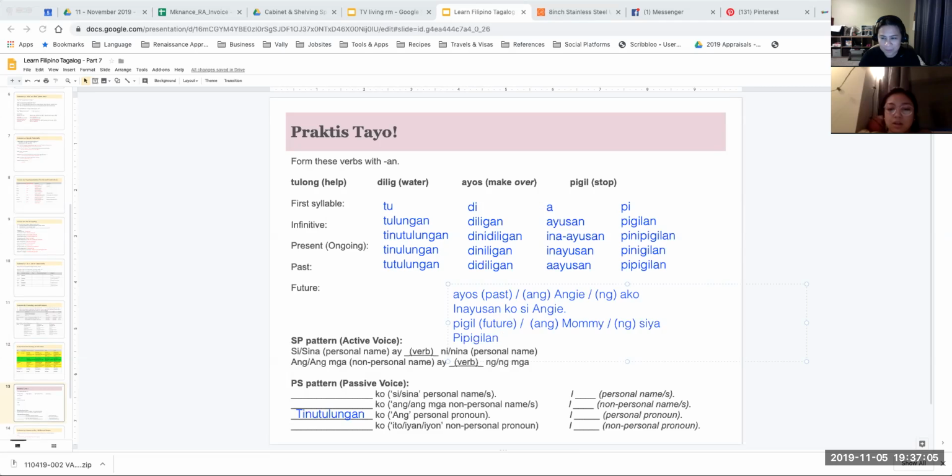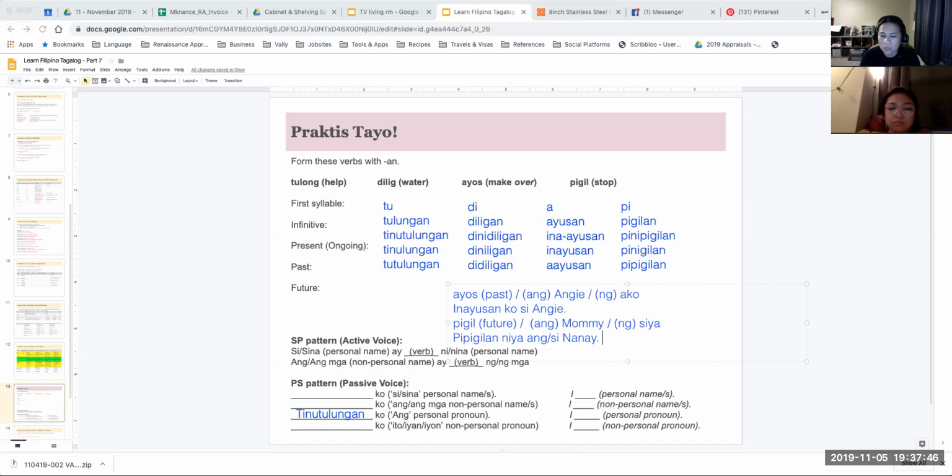That's your nang case. Mommy is your focus. Pipigilan niya si nanay. Because it's kinship, you can use either ang or si nanay, because sometimes we call nanay like a name. You can use ang if it's a general noun, si if you want to treat it as kinship. So, pipigilan niya si nanay. That is very short.